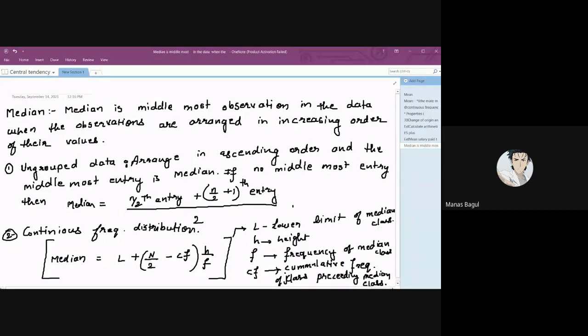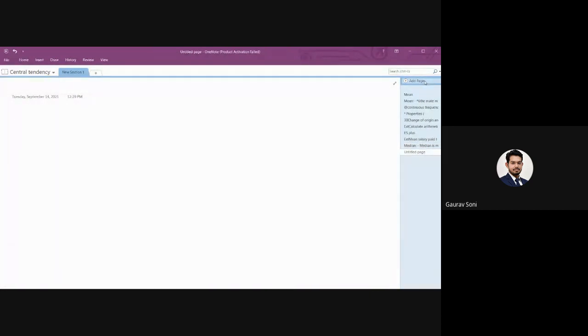So if the sum of the frequencies given is odd, then the median is the (n plus 1) by 2 entry, and if the sum of the frequencies is even, then it is the n by 2 entry. Okay, no problem. I'll take an example here quickly for a better understanding of both the formulas, and then we will also talk about what to do when a discrete frequency distribution is given to us.